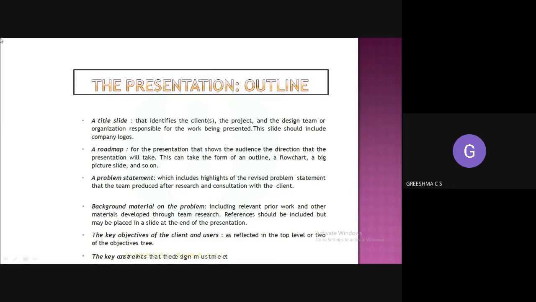For example, if I'm telling you about the washing machine, the key objective is that nowadays we are having a water scarcity problem, electricity consumption, time. So these are the key objectives. To overcome all these, I have developed a new washing machine. So that's the key objective. These are the key objectives of clients and users.